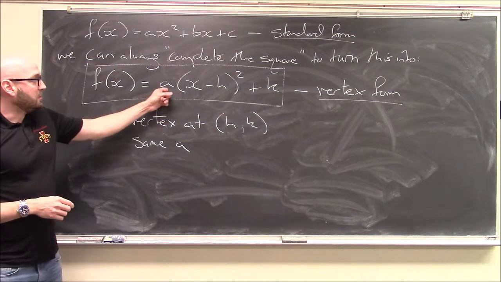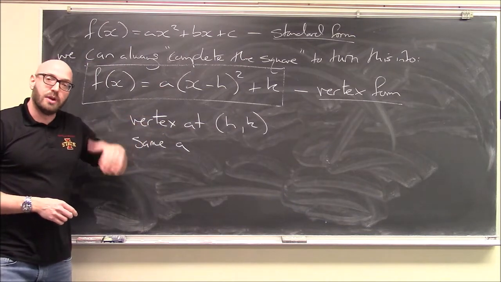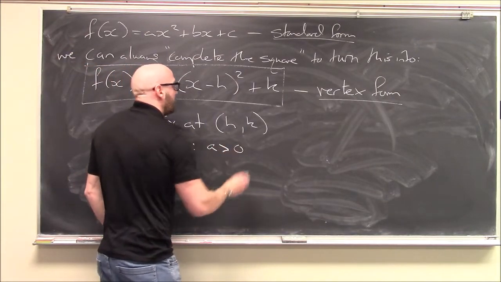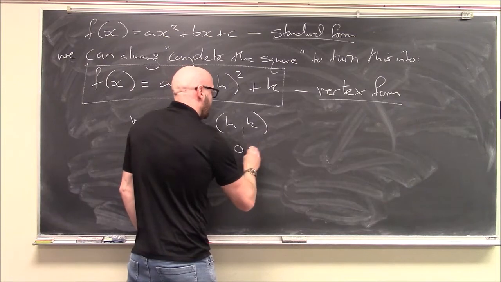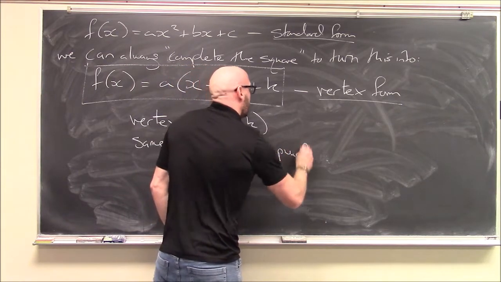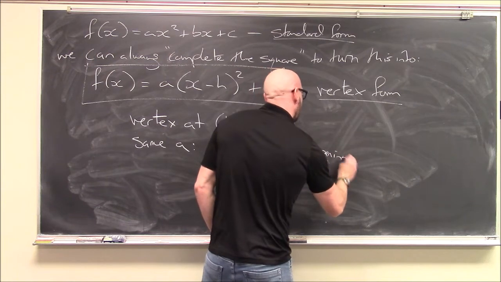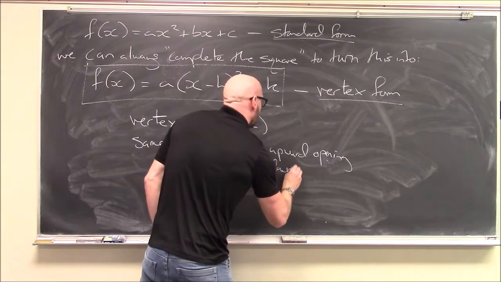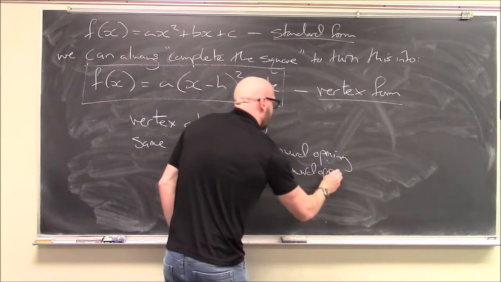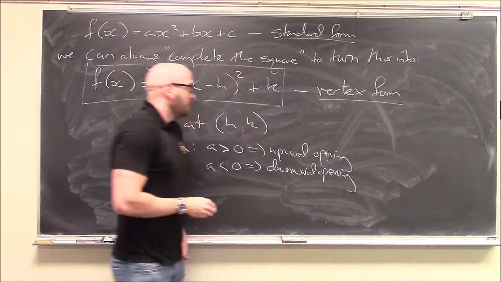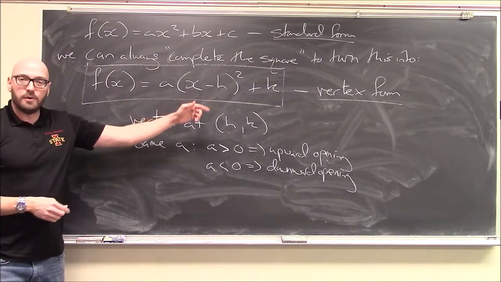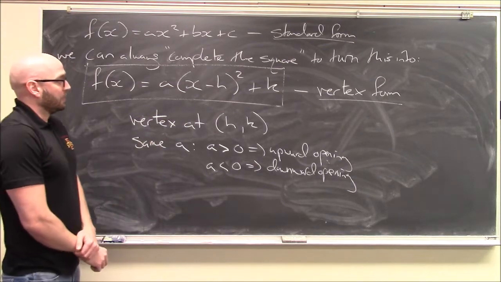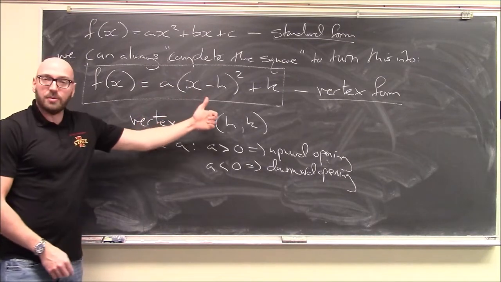Meaning this a that you look at still tells you whether your parabola opens upwards or downwards. So it's the same a: a positive means upward opening, and a negative means downward opening. So this new form allows us to immediately read off lots of interesting geometric information about the parabola, or the graph of this function. Where is the vertex, and does it open upwards or downwards?